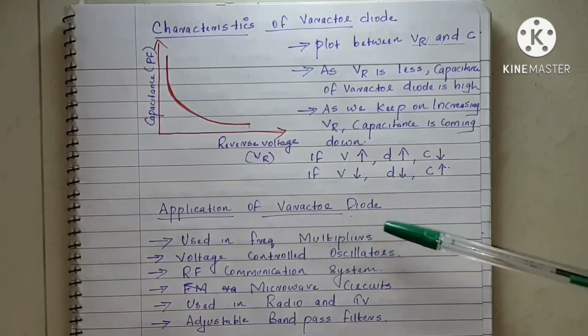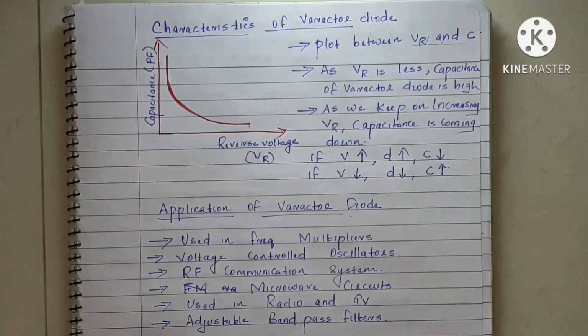Next is the application of varactor diode. Varactor diodes can be used in frequency multipliers. Also, they are used in voltage controlled oscillators as well as RF communication systems. They are mainly used in microwave circuits, also used in radio as well as TV. Also, the varactor diodes are used as adjustable bandpass filters.